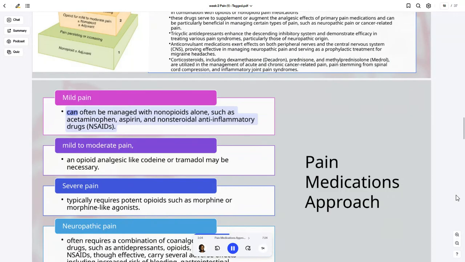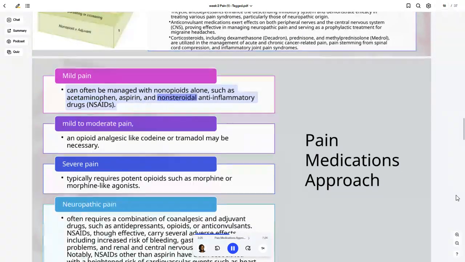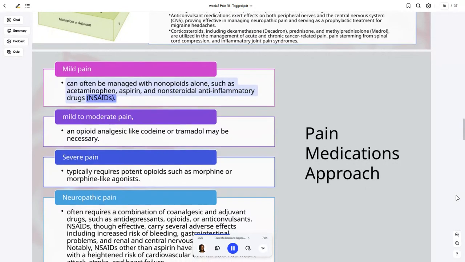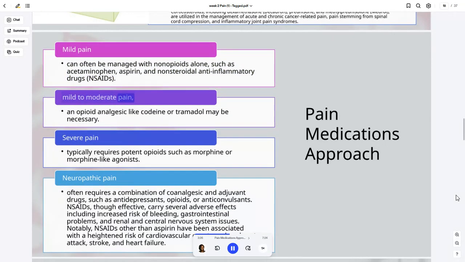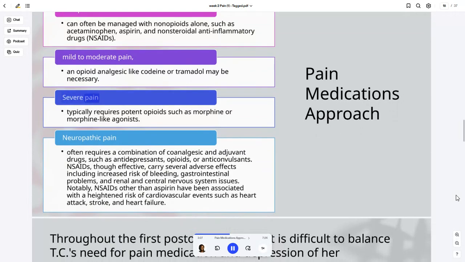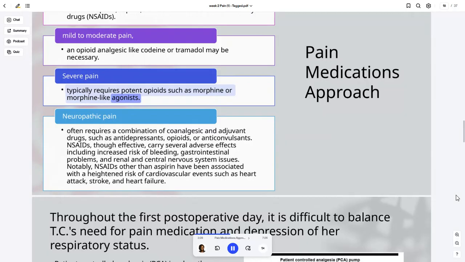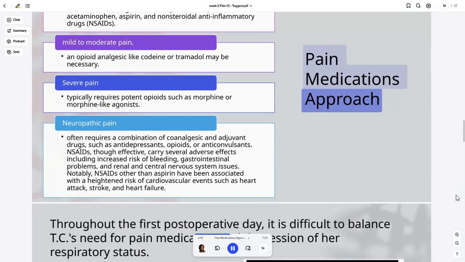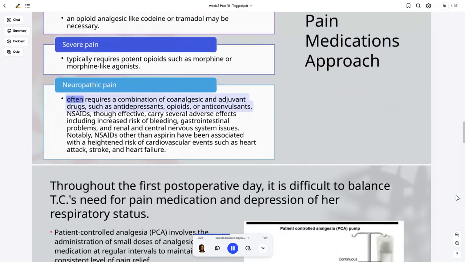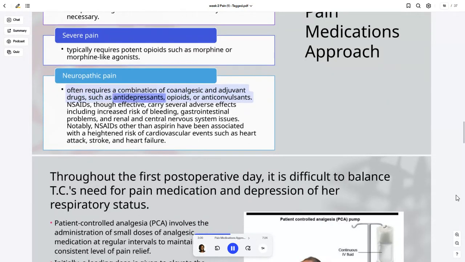Mild pain can often be managed with non-opioids alone, such as acetaminophen, aspirin, and non-steroidal anti-inflammatory drugs (NSAIDs). For mild to moderate pain, an opioid analgesic like codeine or tramadol may be necessary. Severe pain typically requires potent opioids such as morphine or morphine-like agonists. Pain medications approach: neuropathic pain often requires a combination of co-analgesic and adjuvant drugs such as antidepressants, opioids, or anticonvulsants.